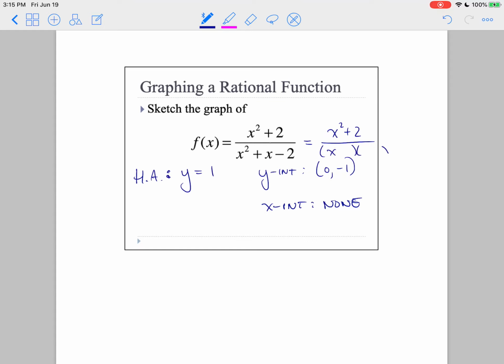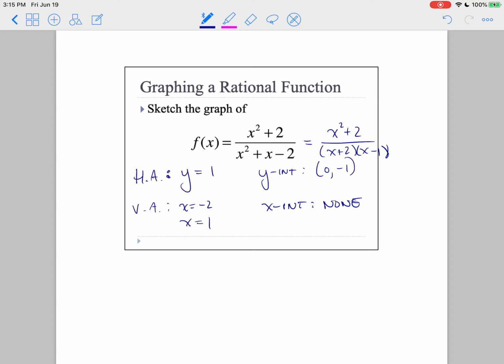But the denominator, does this factor? What multiplies to give me -2 and adds to +1? +2 and -1 works. So there are vertical asymptotes at x equals -2 and x equals 1.